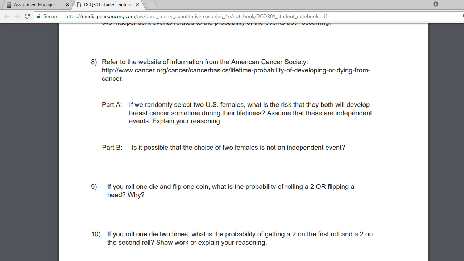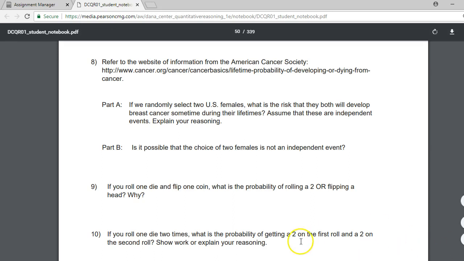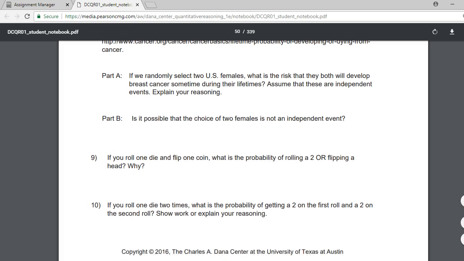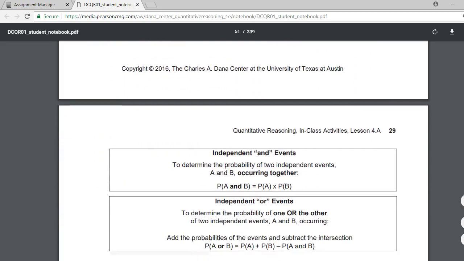Can you look at data? Can you pull information from the data and then do the appropriate calculation to get that risk? Same thing on question 9, to roll a die or flip a coin. What's going to be the probability? This one is using an "or," but question 10 is using an "and." Make sure you know how to find each of those calculations.